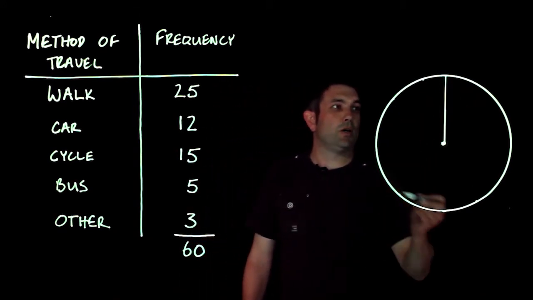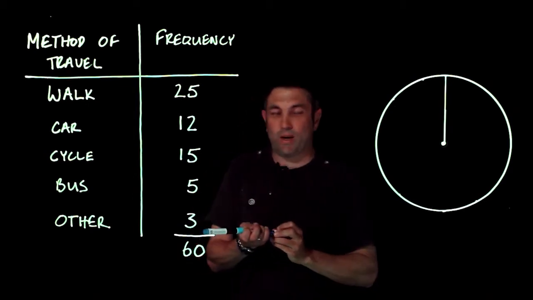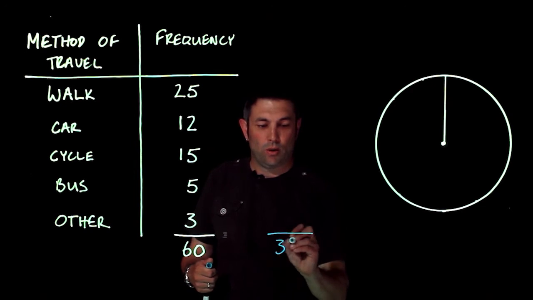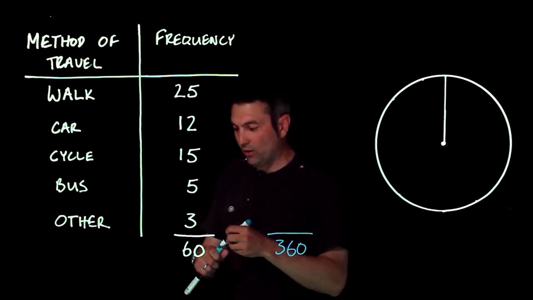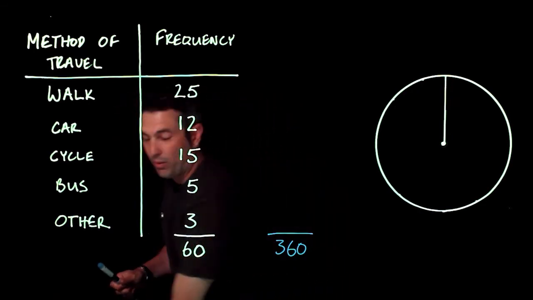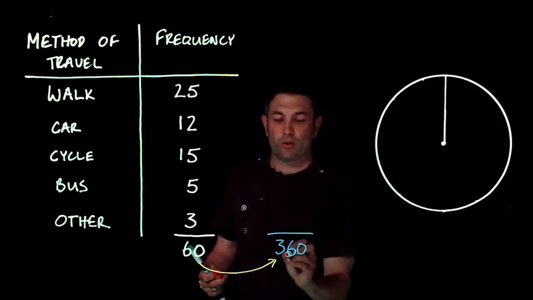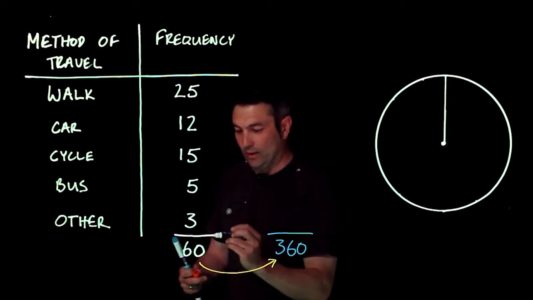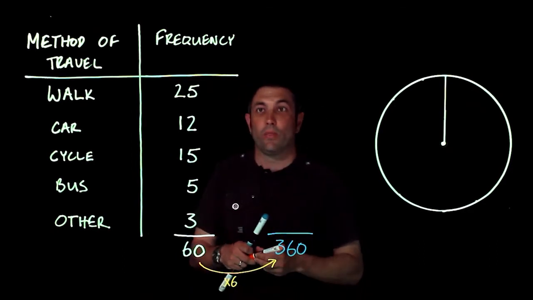Now my pie chart is a circle, and a circle, as you should know, adds up to make 360 degrees. So I know that I'm going to have to get this 60 into 360. So I've got to work out what I'm multiplying by. Now if it's not an obvious one, and this is a fairly obvious one, all you have to do is 360 divided by whatever the total is. In this case, it's times 6. So that's nice and easy.